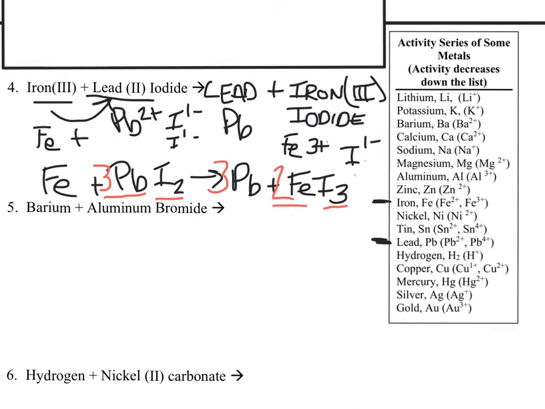Since I have a 2 times iron over here, I'm going to put a 2 there. Excuse me, I just hit a wrong button there, but let me put my 2 there. Now that I have that balanced out, I have 2 irons on each side, 3 leads on each side, and 6 iodides on each side for a 2-3-3-2 ratio. And it works out.